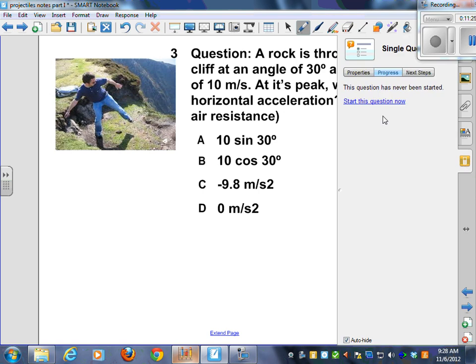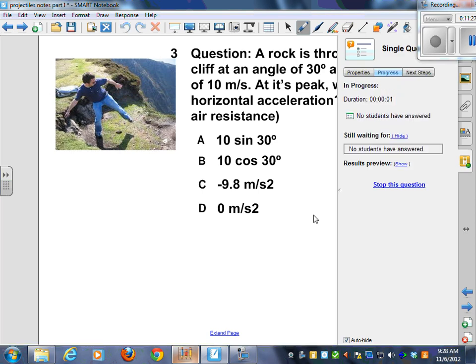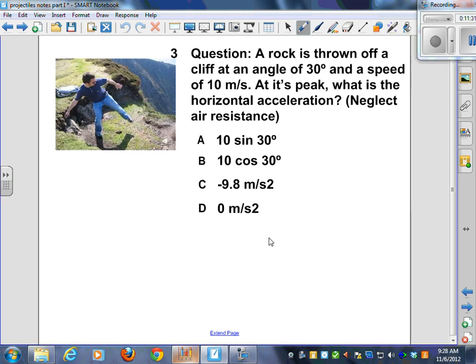This one asks for the horizontal acceleration. A rock is thrown off a cliff at an angle of 30 degrees and a speed of 10 meters per second. So same situation as before, same guy, same place. At its peak, what is the horizontal acceleration?